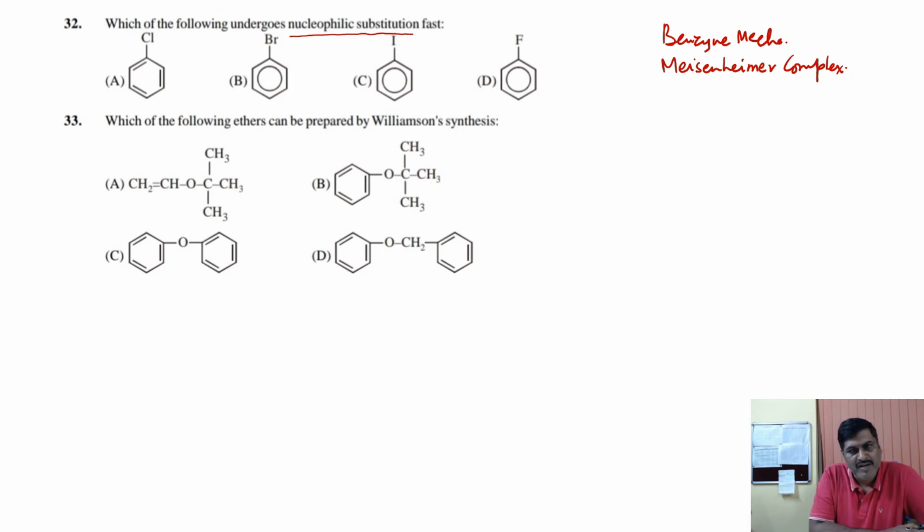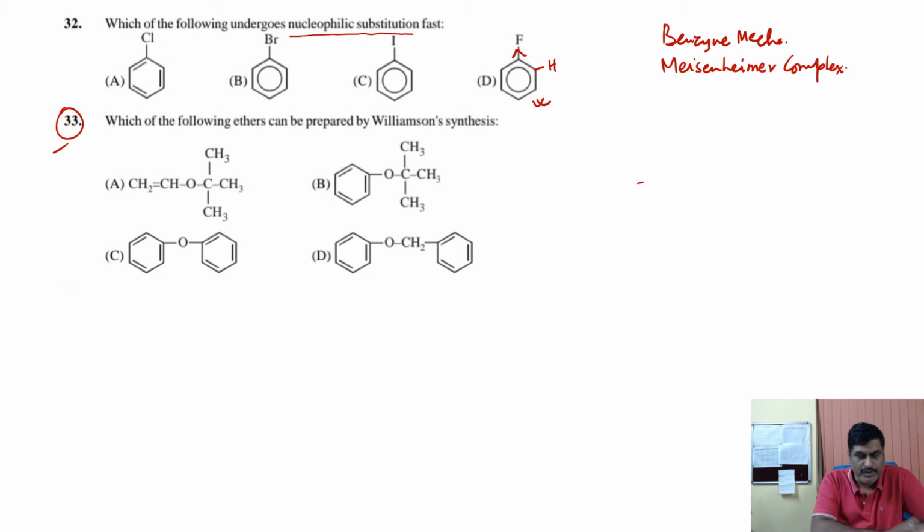So the rate of that reaction depends on the acidity of the adjacent hydrogen. And which will make that one most acidic? Certainly it is the chlorine, which by virtue of its minus I effect makes this hydrogen very much acidic, and that's why it undergoes substitution fastest. Here leaving tendency is not concerned at all, and here the acidity of this hydrogen is concerned. Fine. So move to the next question, question number 33.